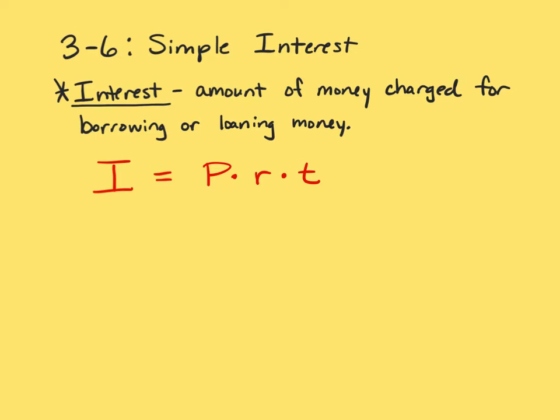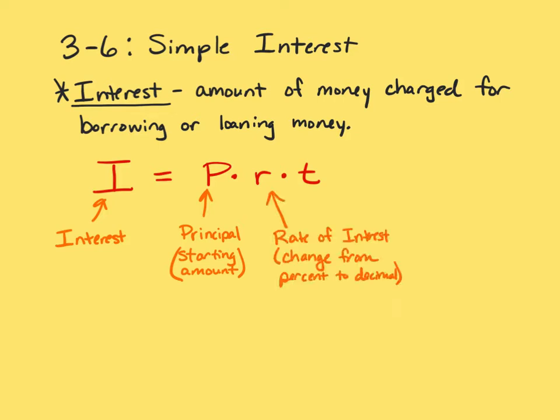I is the interest. P is for principal. That is the starting amount of money. That's the amount of money that you might borrow to purchase that car, or it's the amount of money that you place in that savings account.